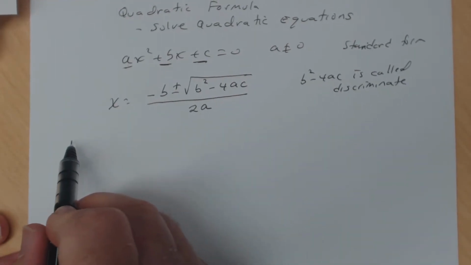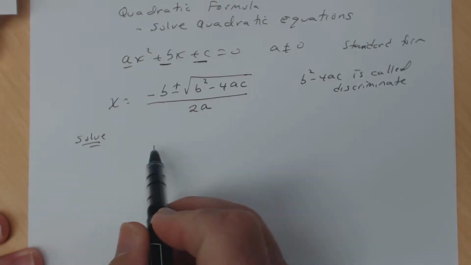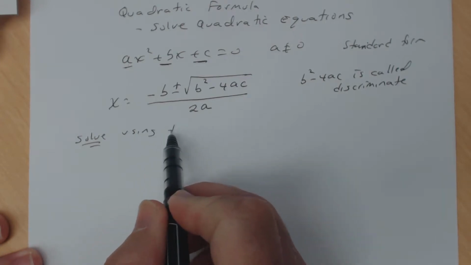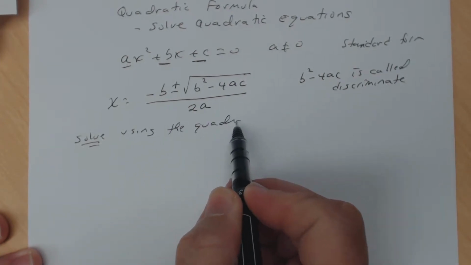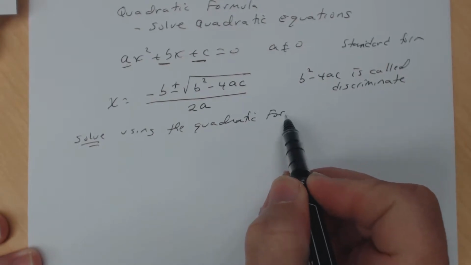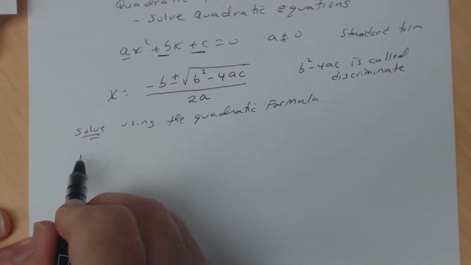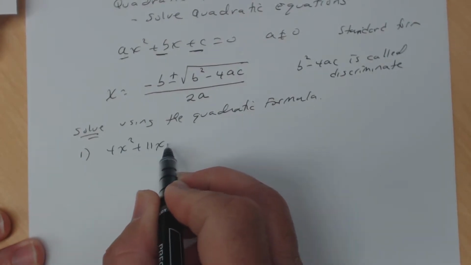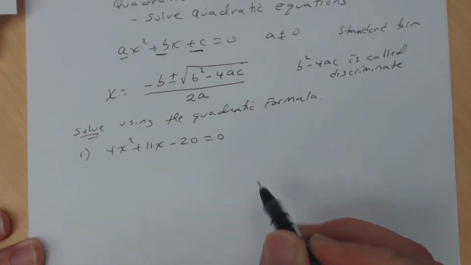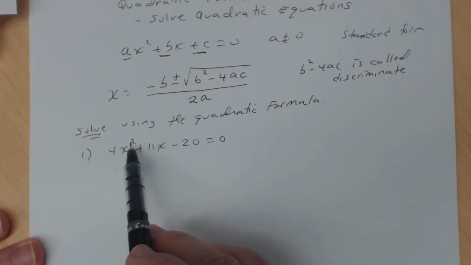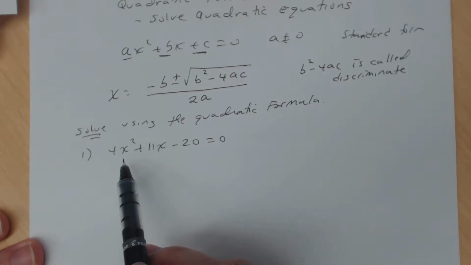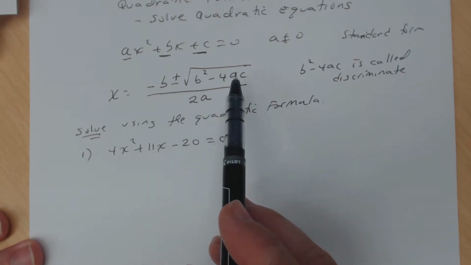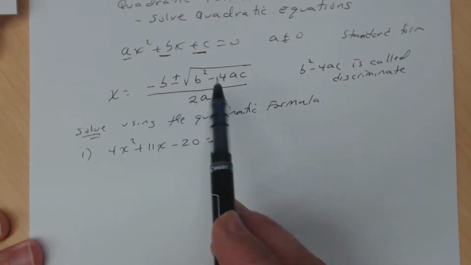All right, so let's go ahead and solve. We're going to solve this by using the quadratic formula. Solve using the quadratic formula. Okay, so number 1, we have 4x squared plus 11x minus 20 equals 0. So we have this quadratic equation. Notice the x squared. It is in standard form. You always make sure it's in standard form before you plug numbers into a, b, and c.